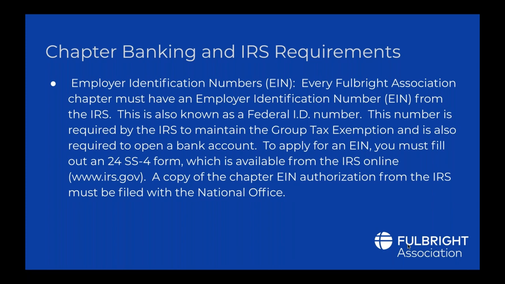To apply for an EIN number, for those of you that are new, you just go online, you choose the chapter, there is an affiliate category, and you apply. The treasurer should be part of the treasurer's role. And then a copy of that can be sent to us, so that you have been authorized and are good to go as a chapter of the Fulbright Association. Let me change the slide.